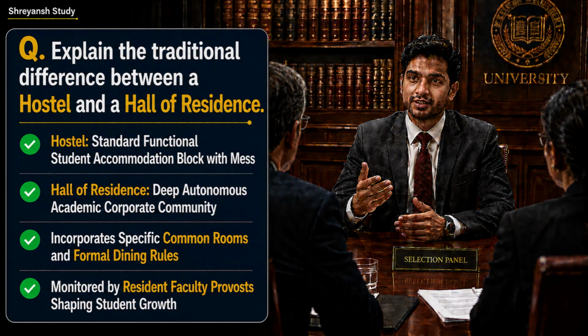A hall operates as an autonomous corporate community. It incorporates its own distinct history, coat of arms, senior and junior common rooms, formalized dining traditions, and a structured pastoral and academic mentoring system where faculty members, wardens, and provosts live in close proximity to actively shape student socialization.